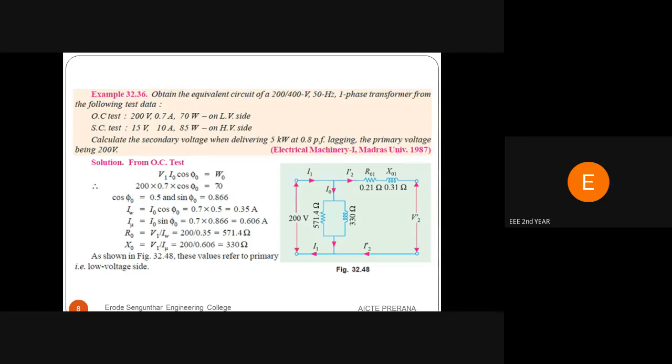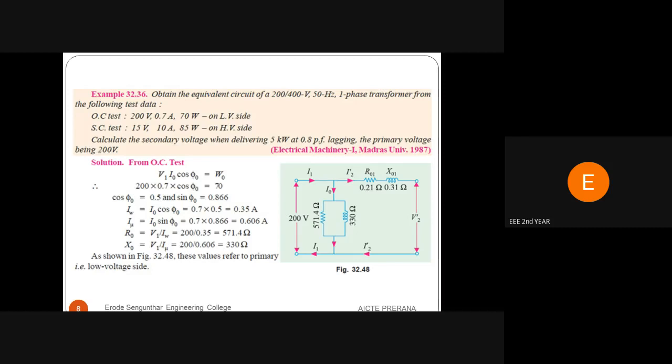Okay, we have to determine the no load power factor value: cos phi naught equal to 70 divided by 200 into 0.7. We can get cos phi naught equal to 0.5. Okay, that is the no load power factor value. Then cos phi naught equal to 0.5, convert the cos phi naught into sin phi naught. That is, we can get 0.86. That is the sin phi naught value.